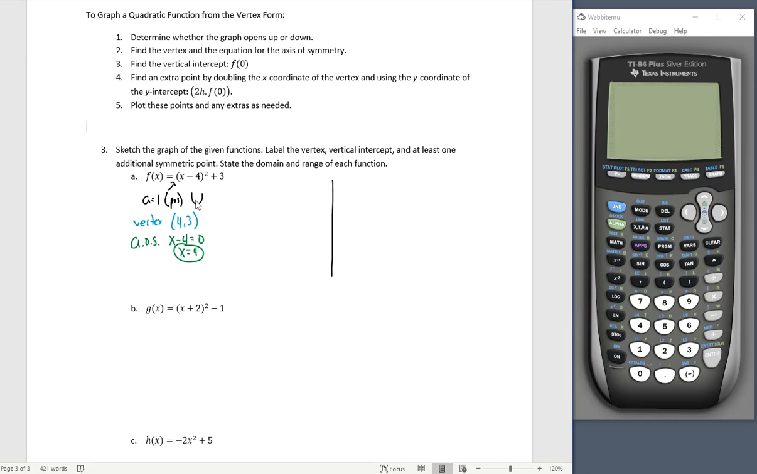All right, so a vertex of 4, 3, the graph opens up. I don't need much down there. 1, 2, 3, 4, up to 8. 1, 2, 3. So I have a vertex at 4, 3. It should have been in blue. Let me just overwrite that in blue. I have an axis of symmetry, which we very rarely graph. I'm actually just putting it in here so we can see it. I can use it. And then a symmetric point.